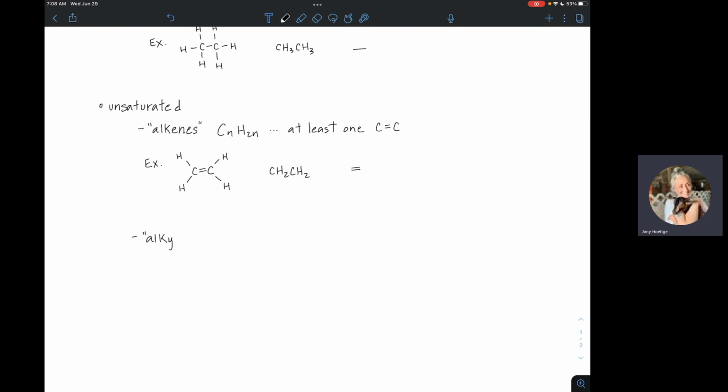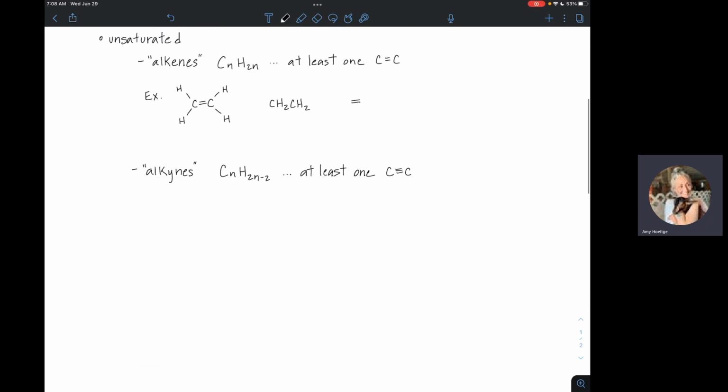Alkynes are another family of unsaturated hydrocarbons. And in this case, we have CnH2n-2. So there's at least one carbon-carbon triple bond in an alkyne. So in other words, there'll be 2 pi bonds in that triple bond and the sigma bond, right?